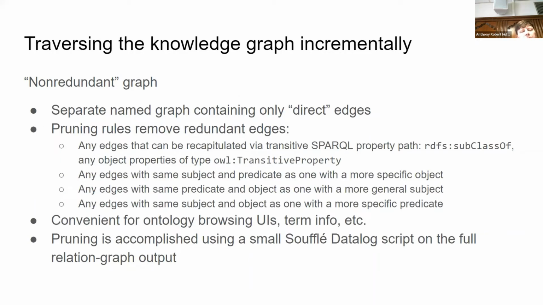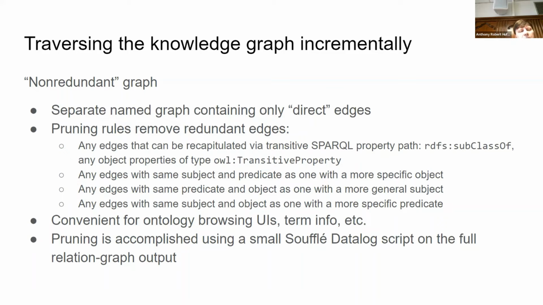But for one thing, it takes all of those redundant, logically complete edges, and it removes any of them that you could recapitulate by using a property path in SPARQL. So anything that's a transitive property, it only has the most specific relation. It also takes out any edges where they have the same subject and predicate as another edge that has a more specific object. That one's considered redundant. And if it has the same predicate and object and a more general subject, then that's redundant. And so on, like same subject and object with a more specific predicate. So these are all the rules about this filtering.